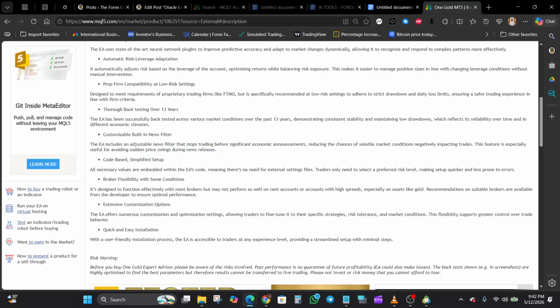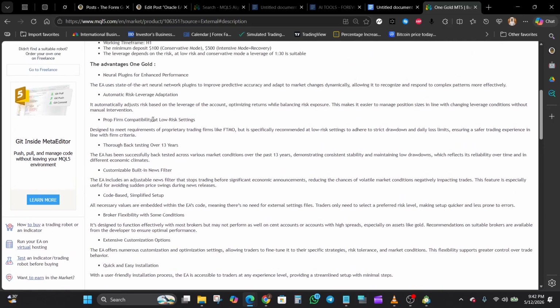So there's also mention of prop firm compatibility when using lower risk settings, particularly for firms with stricter drawdown requirements like FTMO style evaluations. Of course, that still depends heavily on configuration, risk management, and the trader's own testing.